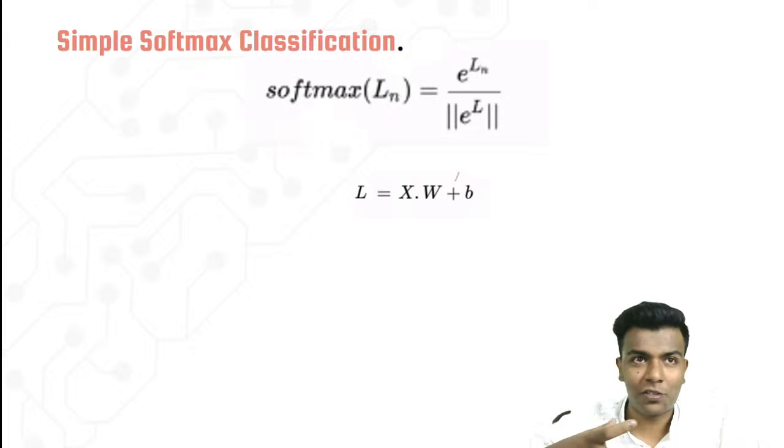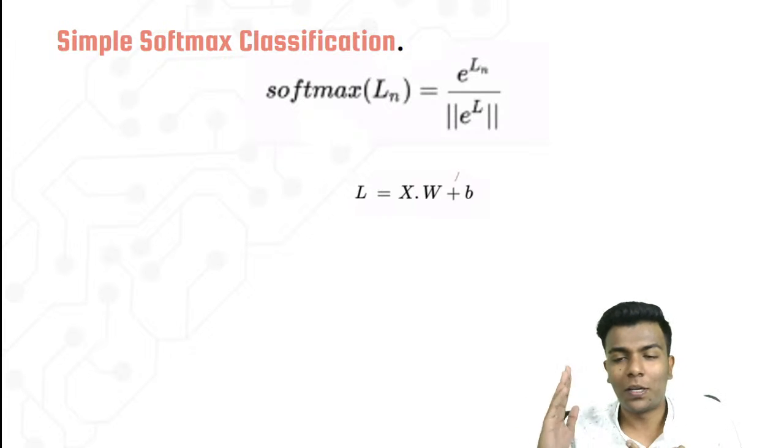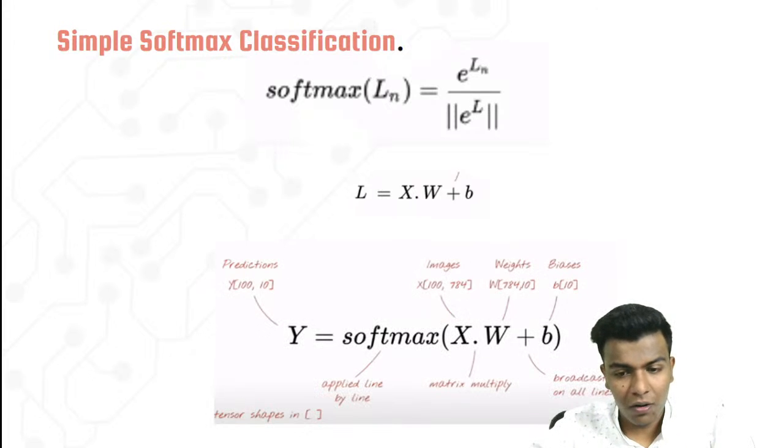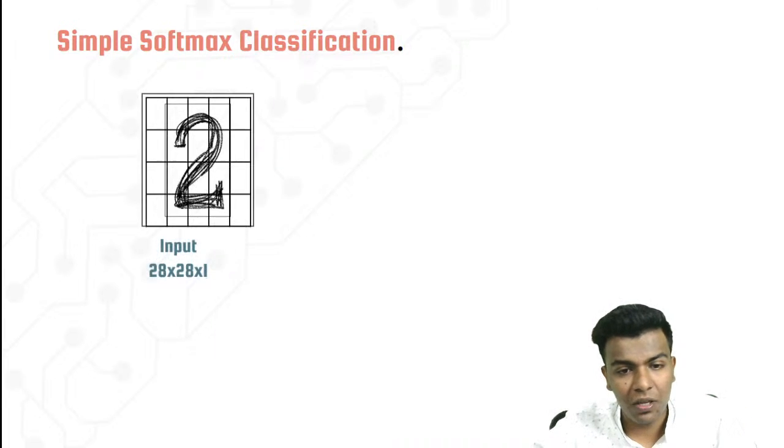So definitely you will ask a lot of questions: what is x, what is w, and what is b, right? So we'll see what those are. First of all, we'll take x dot w plus b, and first of all we'll take x. But before that, we'll see this one.